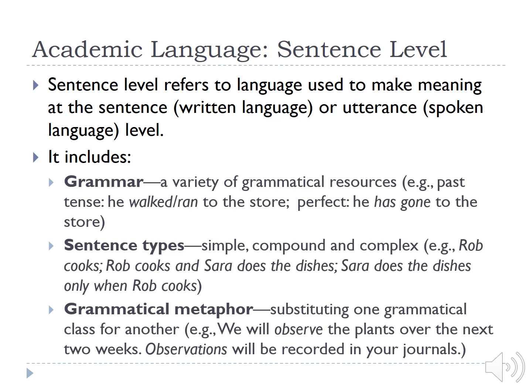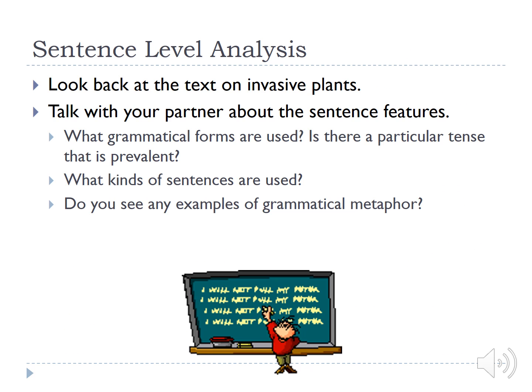Grammatical metaphor is the way one grammatical class of words can be transformed to substitute for another. The example here shows that a verb, observe, can be changed into a noun, observation. This is very common in scientific texts and is referred to as nominalization. Turn back to handout 2.A, the invasive plant inventory that you have been analyzing. Talk with a partner about the sentence features of the text. Use the questions along with handout 2.B to guide you.